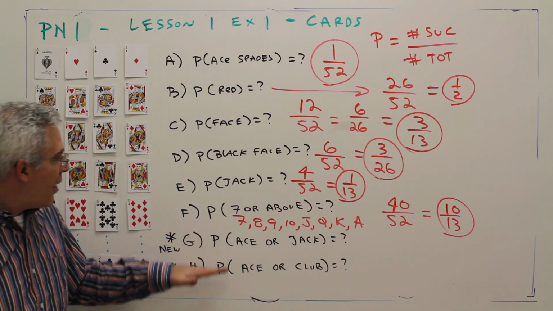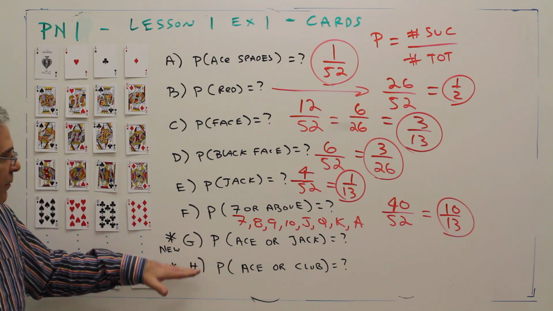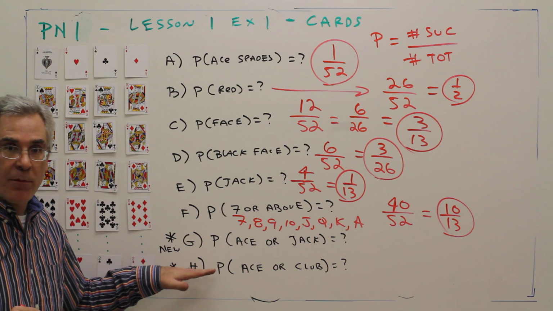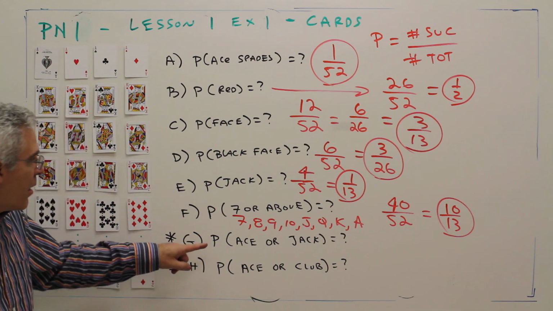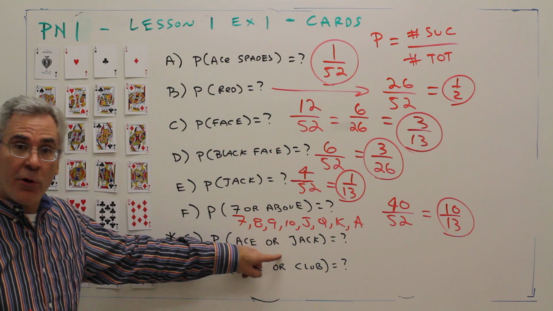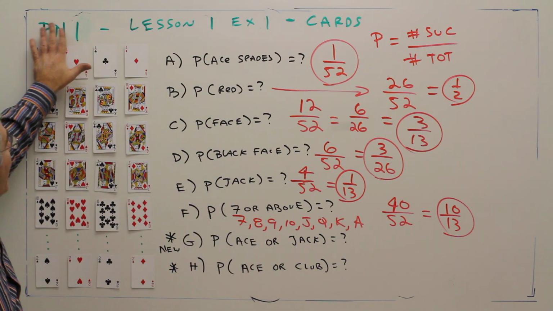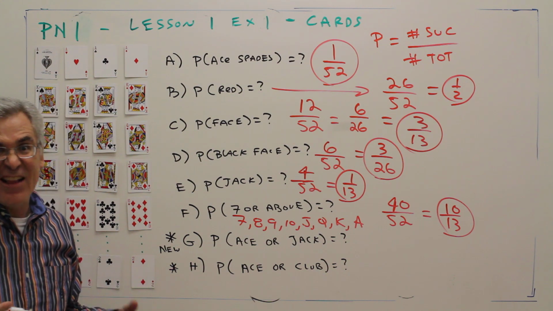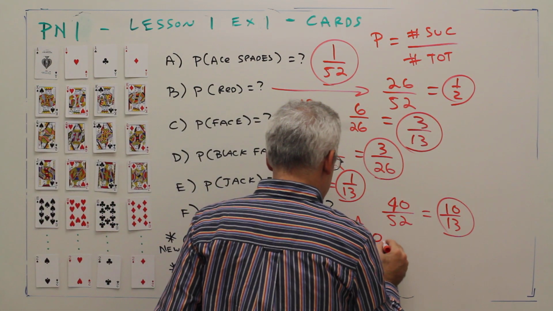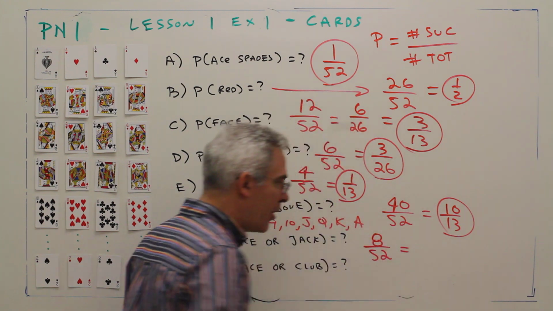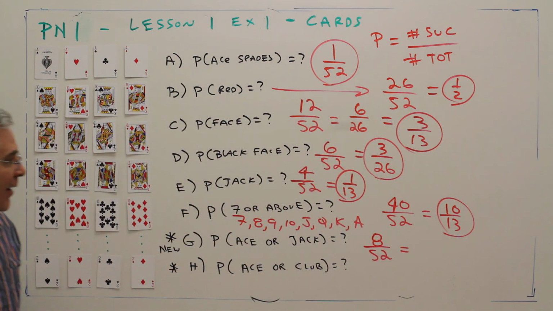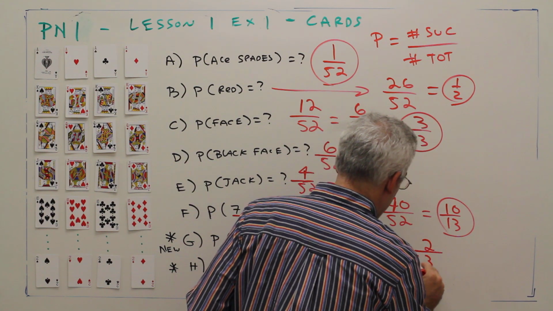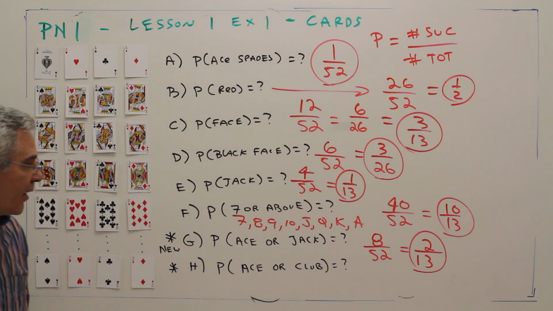All right, these are my newer things. They're not on your note sheet, but I added them. We'll be doing them later, but I just thought I'd throw them in now. Probability of an ace or a jack. Well, I've got 4 aces, 4 jacks, so combining them, I've got 8 successful outcomes over 52 total. And again, I could divide through by 4 and get 2 over 13.